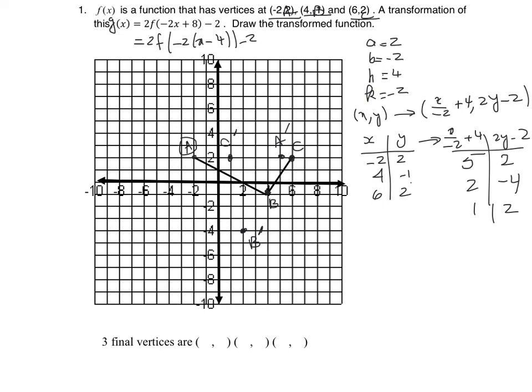Now in the original graph, A is connected to B, so in the transformed one, A prime is connected to B prime, so it's going to be a line like this one. And in the original, B goes to C, so in the transformed one, B prime goes to C prime, which is going to be this. So our new graph is going to be A prime, B prime, and C prime. So the final vertices are 5, 2, 2 and negative 4, and 1 and 2.